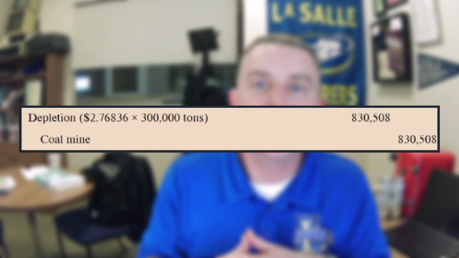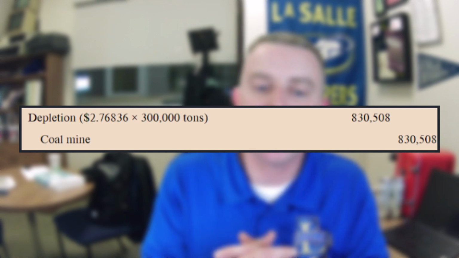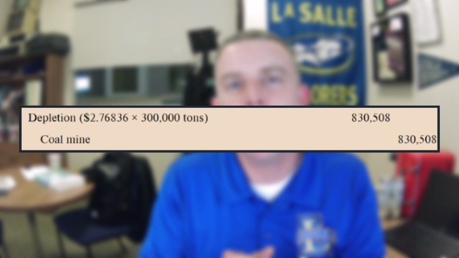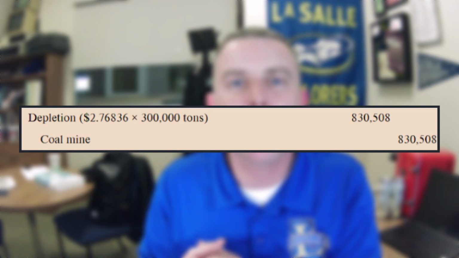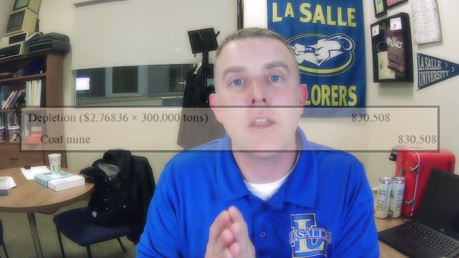And so what we can do is we can debit depletion, which is an expense like depreciation, and rather than say accumulated depletion, we'll just reduce the value of the coal mine directly. So we'll credit the coal mine for the same amount.